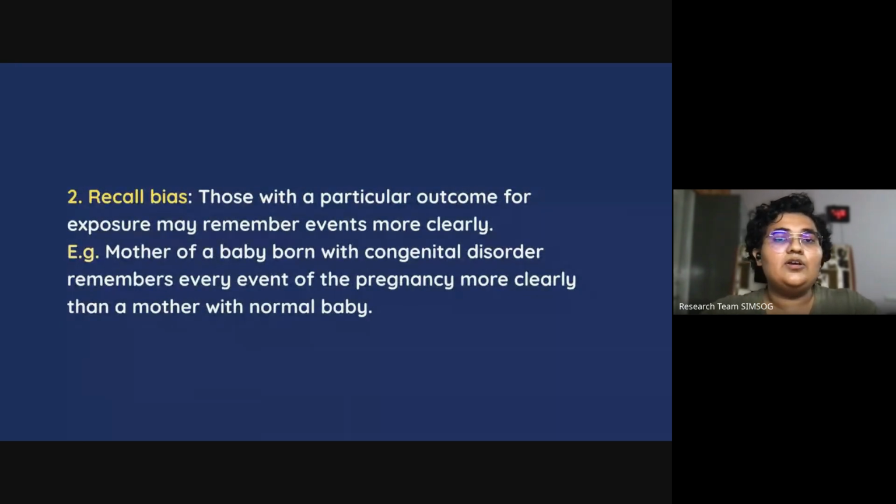Then there is recall bias. Those with a particular outcome or some kind of disease can remember their events much more clearly compared to those who did not have that exposure or that disease. For example, if a mother has a baby born with some kind of congenital disorder, she will remember every event of the pregnancy much more clearly than a mother who doesn't have a baby with a disorder.